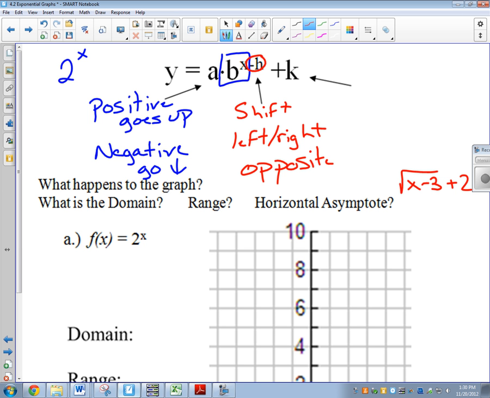The plus k, the thing added on out there, what's that going to do? It's going to shift it up or down. And do I do the opposite? No, I just do what it says. I shift up or down and do what it says. The other really important thing about this, whatever your number out there is going to be your horizontal asymptote. It's your horizontal asymptote at whatever that number is.